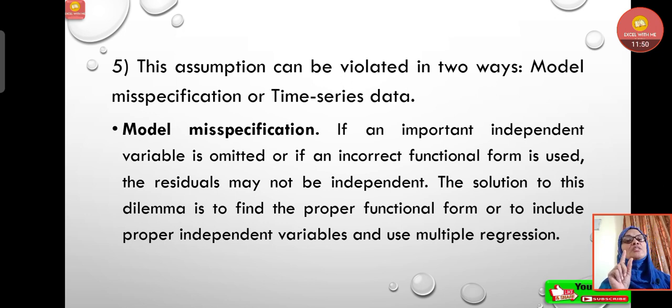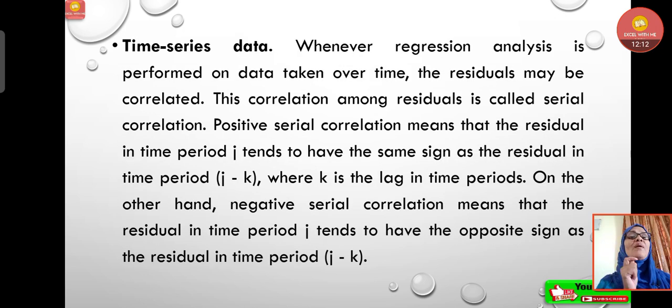Now, what are these? Model misspecification: if an important independent variable is omitted or if an incorrect functional form is used, the residuals may not be independent. The solution to this dilemma is to find the proper functional form or to include proper independent variables and use multiple regression. Now, what is time series data? Whenever regression analysis is performed on data taken over time, the residuals may be correlated. This correlation among residuals is called serial correlation.